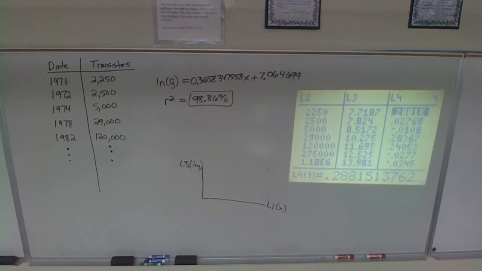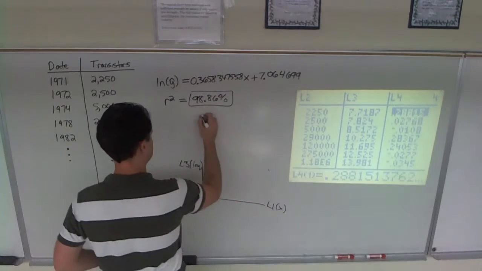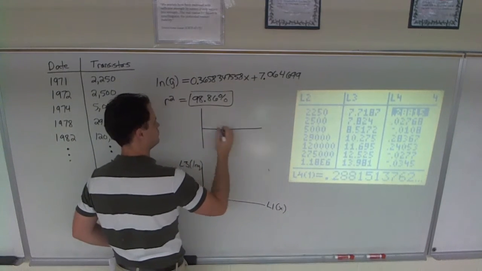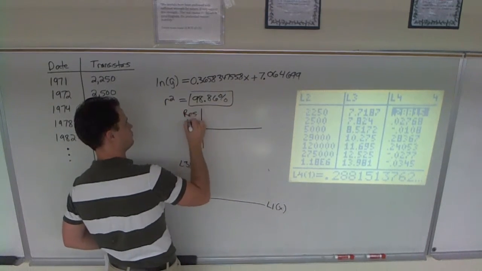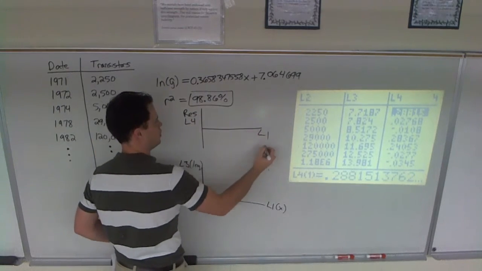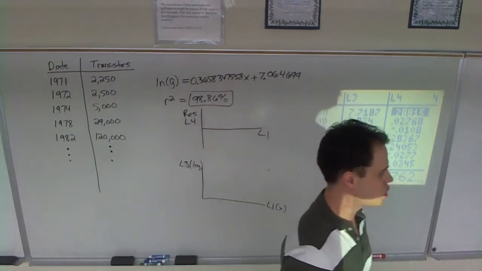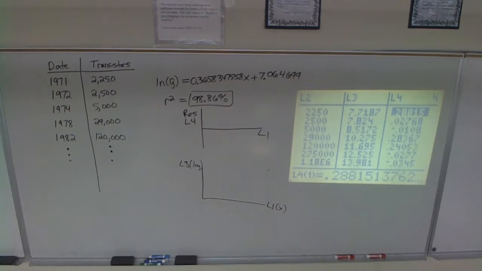So now we want to graph what for the residuals. I should probably write that down. You could compare it to list 1. Could you compare it to list 2? No. Why? I transformed list 2 into list 3. So it makes sense to put list 1 there or list 3 there, but not list 2.